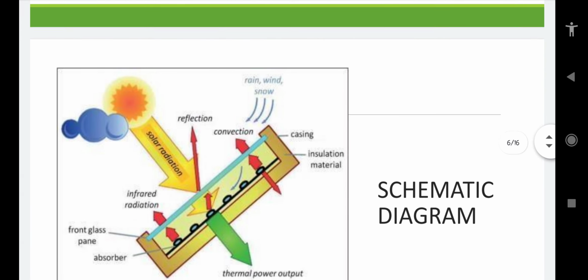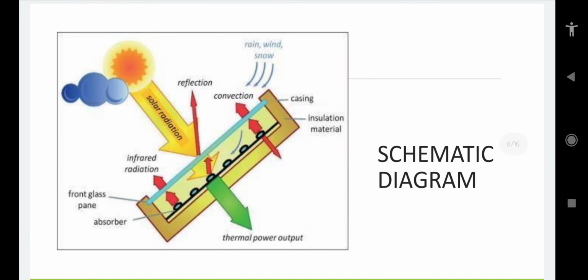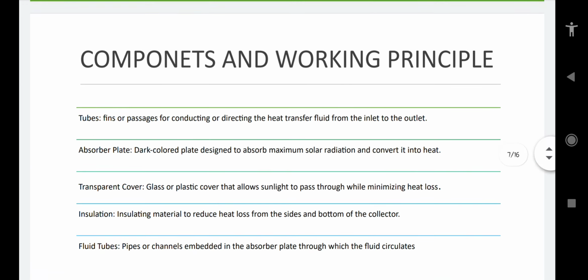Now let's look at the schematic diagram. Here we can see the diagram of the flat plate collector, where sunlight falls onto the plates and the output is used as heat energy. The labelings are shown in the diagram. Now we are going to see the components and working principle.